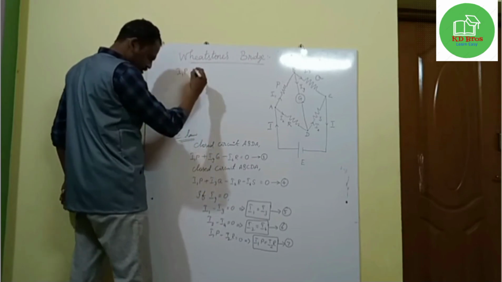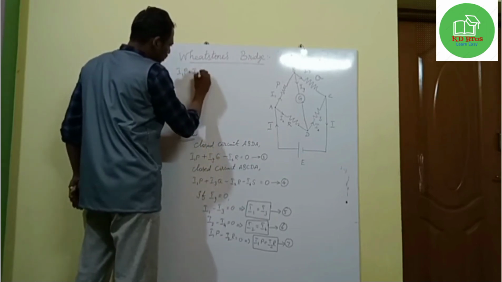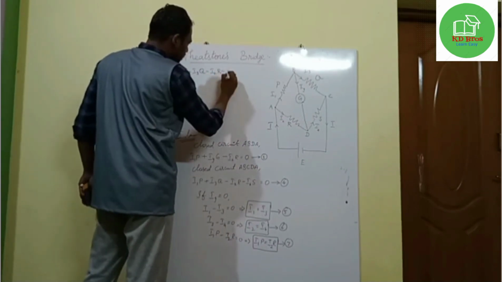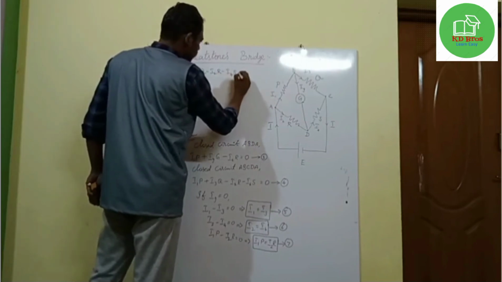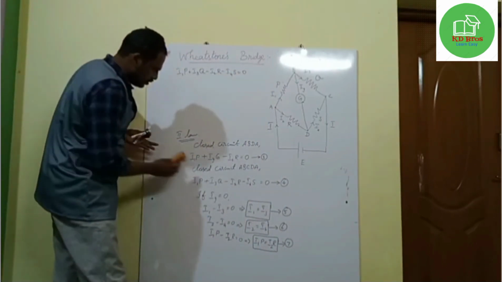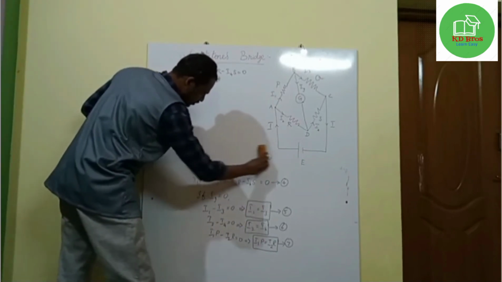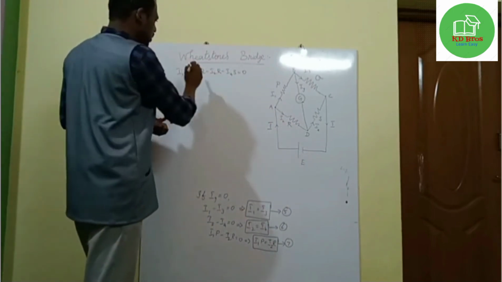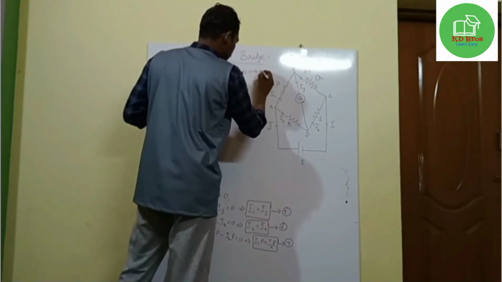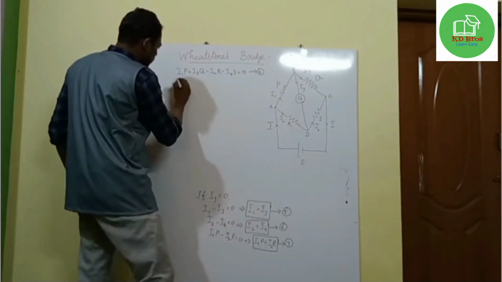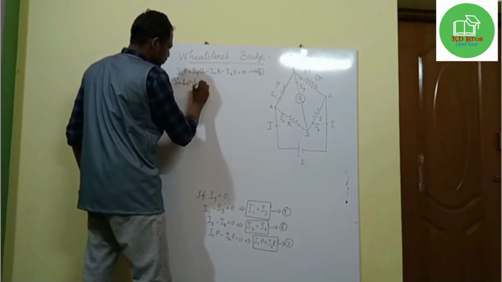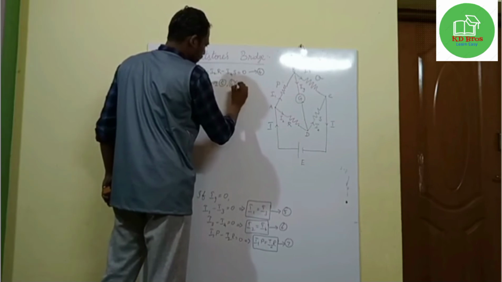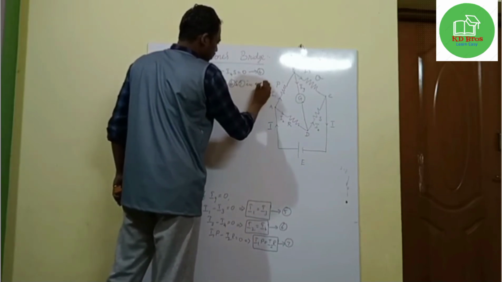I1P plus I3Q minus I2R minus I4S, which is equal to 0. And this also I will write. So this is the fourth equation. Now we have to substitute equations 5, 6 and 7 in equation number 4.